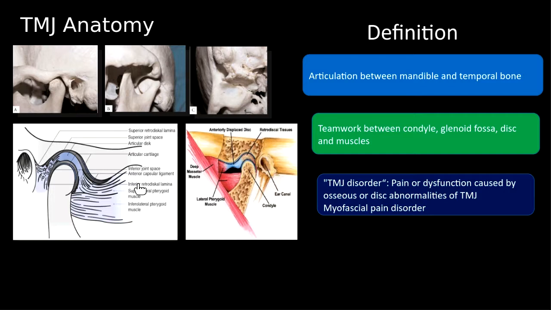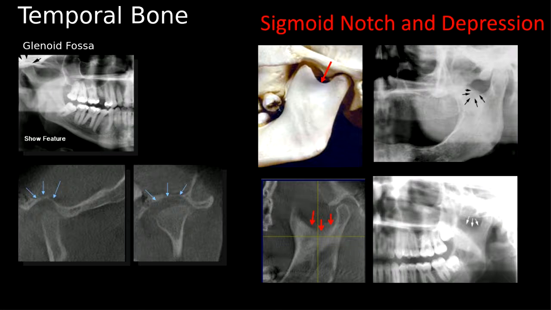Basically, the TMJ is a beautiful relationship, a beautiful friendship, between the glenoid fossa, the muscles, the disc, and the condyle. Everything works together in a very synchronous way. And in 2D images, as you know from your pan radiographs, this is the glenoid fossa. And this is the mandibular notch, or the sigmoid notch. They also call it the depression.